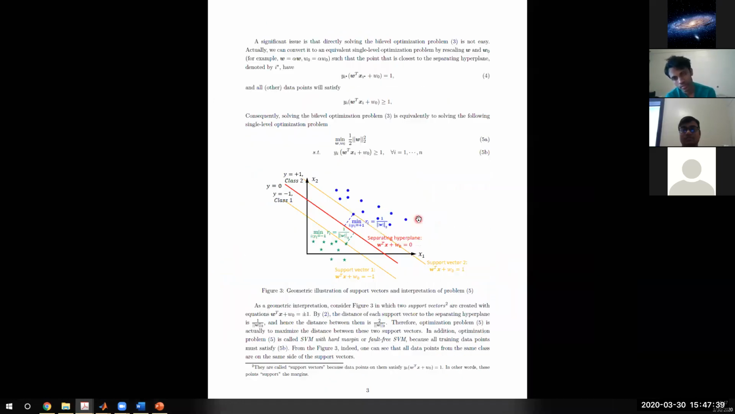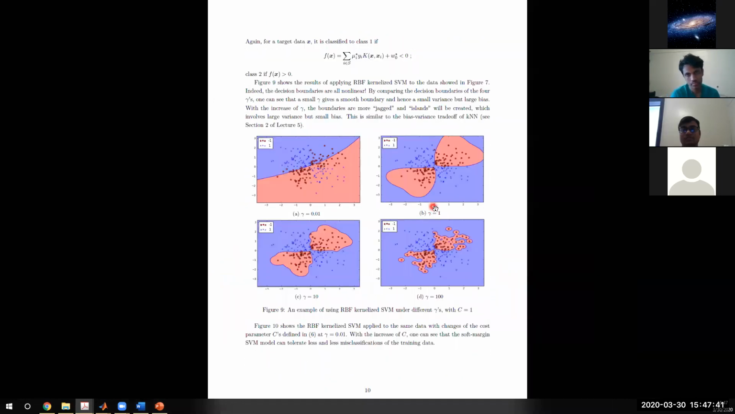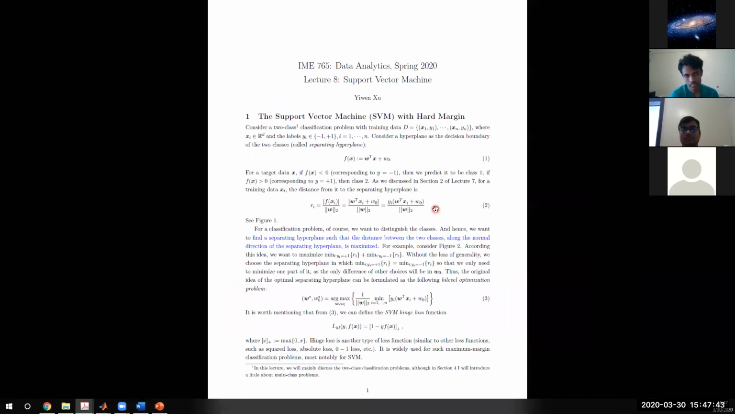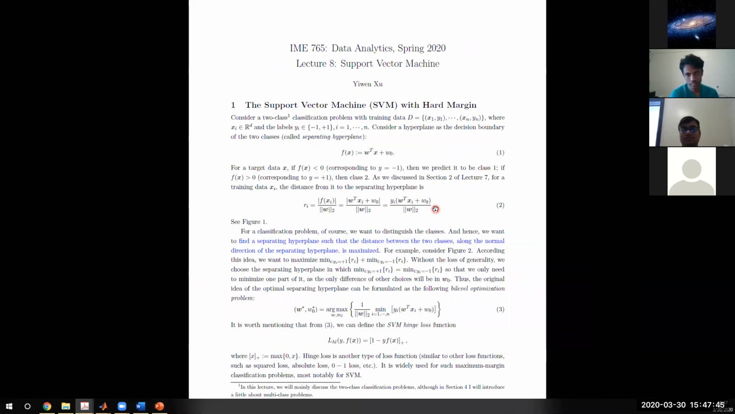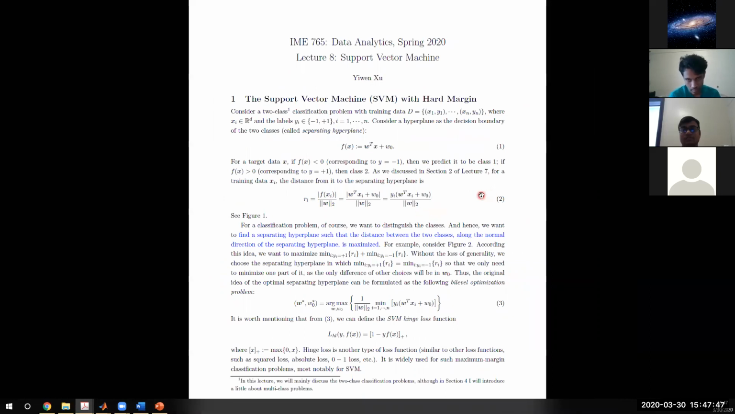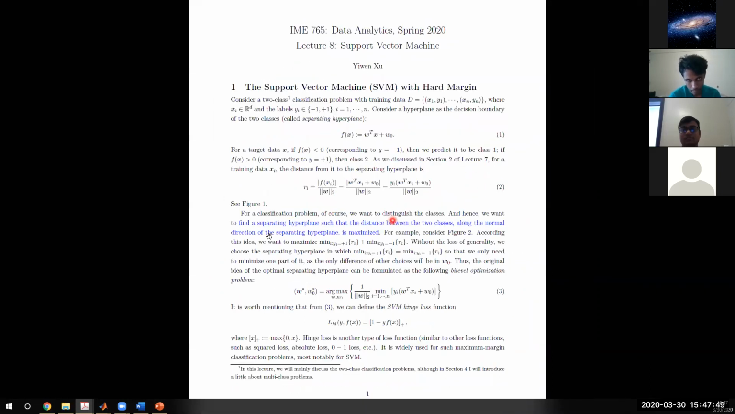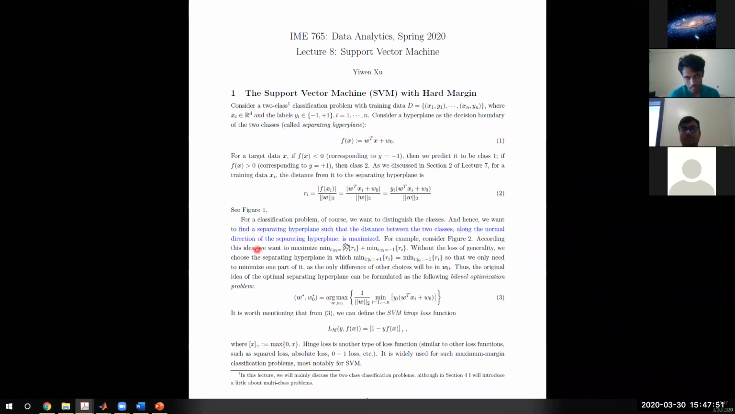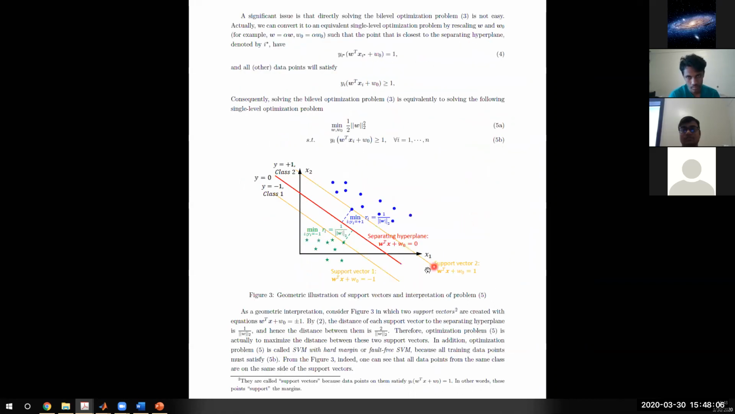Okay. Any questions here? Mainly the motivation of SVM. The very, very basic motivation of SVM. Any questions? Again, this is the key. I want to find a separating hyperplane such that the distance between the two classes along the normal direction of this separating hyperplane will be maximized. Okay, this is the key. No question? Okay, let's continue.